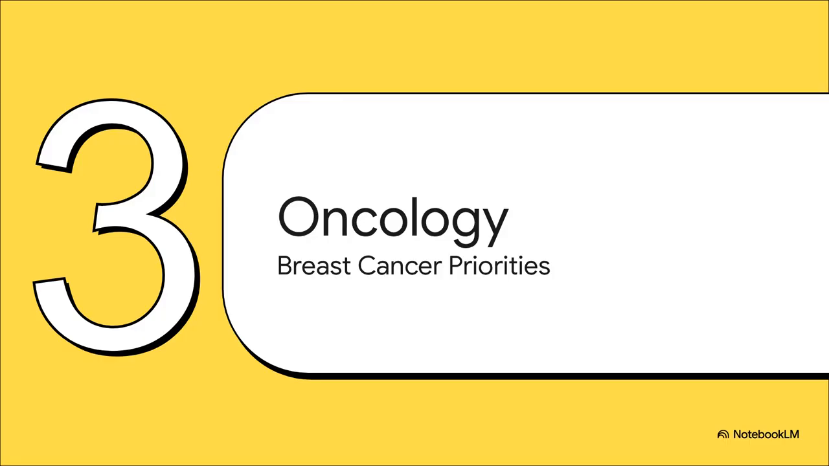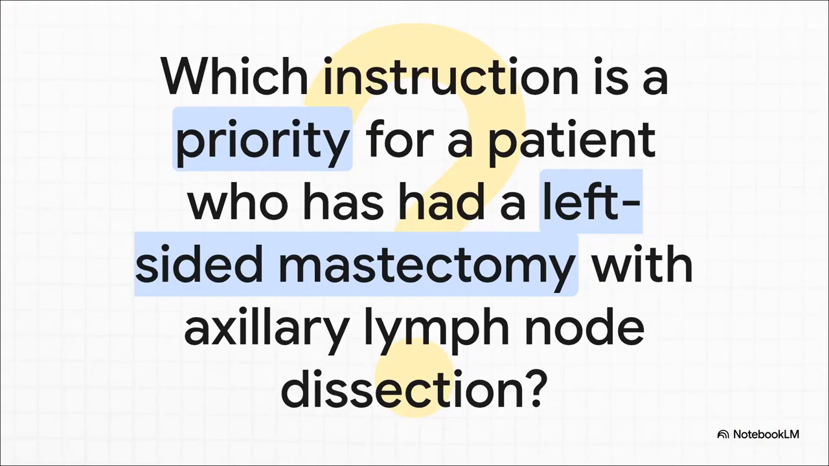All right, let's pivot to a totally new topic area, oncology. We're going to focus on some absolutely critical, non-negotiable nursing priorities when it comes to treating breast cancer. Let's frame this with a real critical thinking question. You have a patient who's had a left-sided mastectomy, and they also had their lymph nodes removed. Which one of these instructions is the absolute top priority? I want you to think about lifelong patient safety.